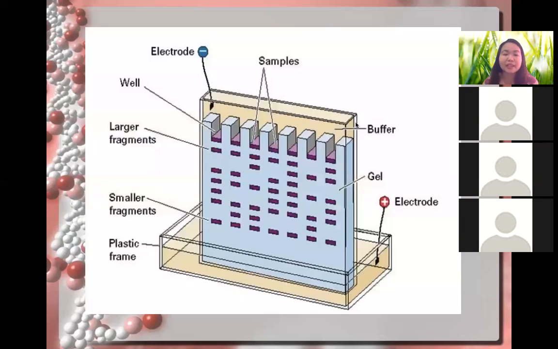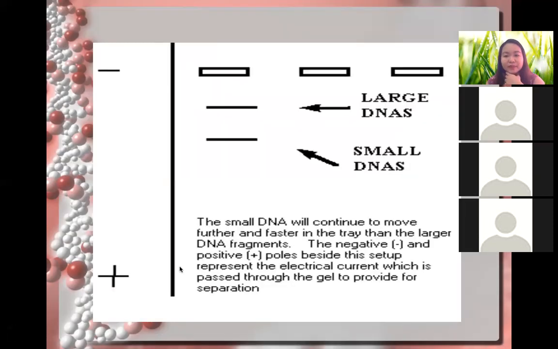So again, these are the different parts. Again, no, we call them well. It's where we upload the samples, and there is actually buffer here, yung mga chemicals that will help in running through the electrode. And these are again made of gel, yung agar or yung sabi nyo kanina jelly ace or gulaman. And so these are the smaller fragments that run through, and it is embedded in a plastic frame. So these large DNAs compared to small DNA, the small DNA will continue to move further and faster in the gel than the longer DNA.